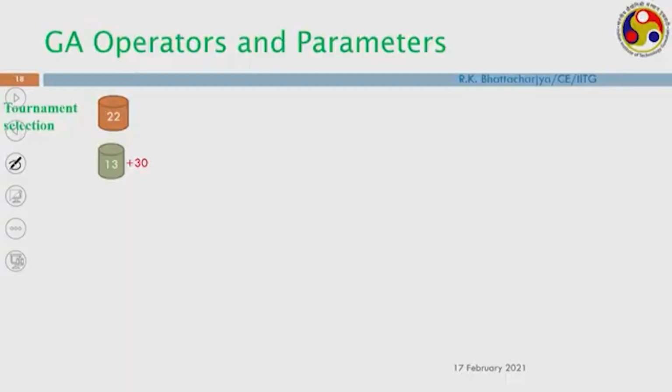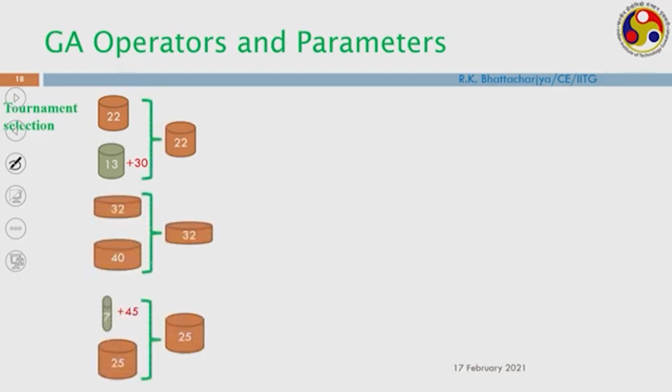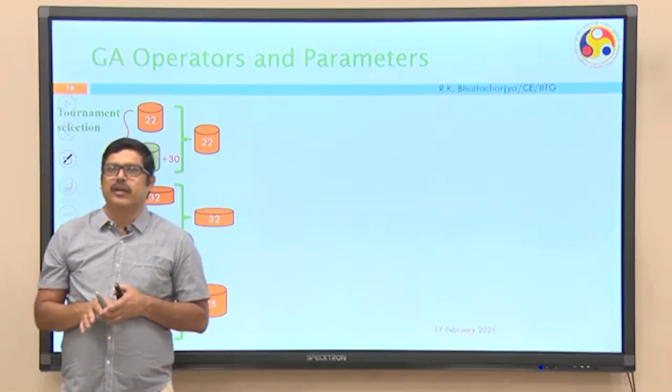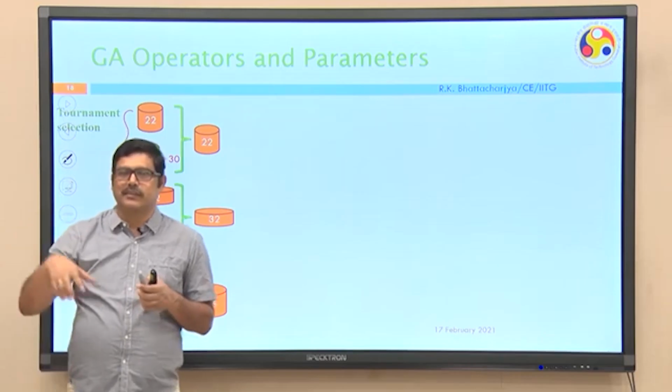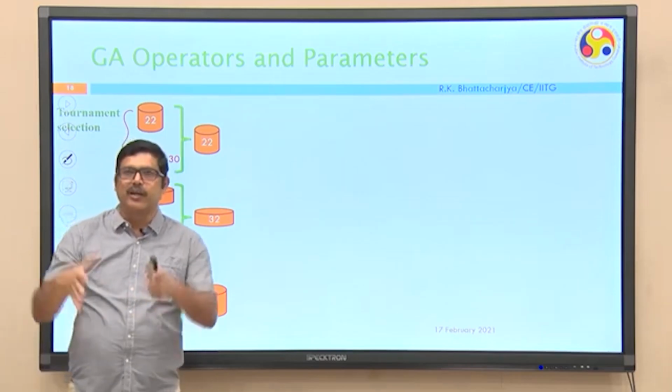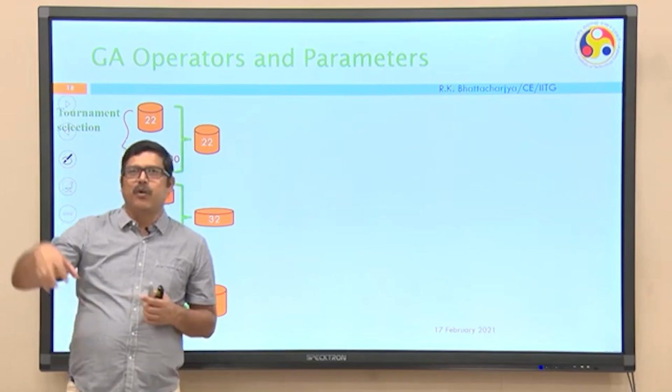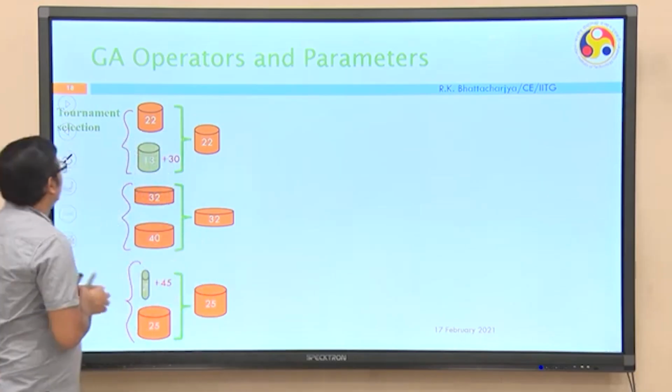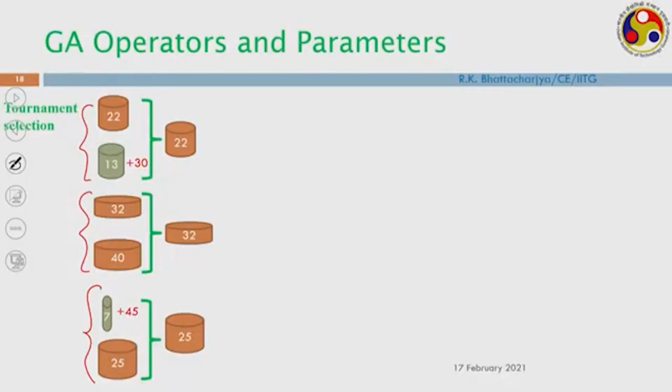Now, let us take this example problem. Suppose I am just explaining, so I have a total of 6 solutions. This is the first set, this is the second set and this is the third set. So, I have 6 solutions. I am putting these 6 solutions in a box. I am just explaining the algorithm. From that box, I am randomly picking 2 solutions. In the first trial, 22 and 13 are coming.